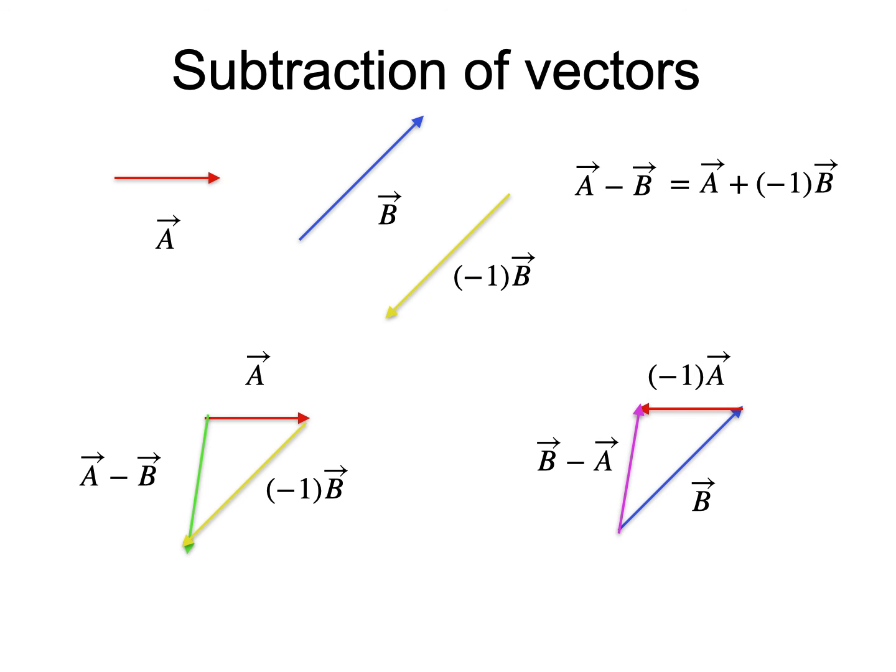The length of A minus B is the same as the length of B minus A, but the two vectors are in opposite direction compared to each other, which means that the vector A minus B is equal to the negative of the vector B minus A, an expression reminiscent of what we would expect if all quantities were scalars.